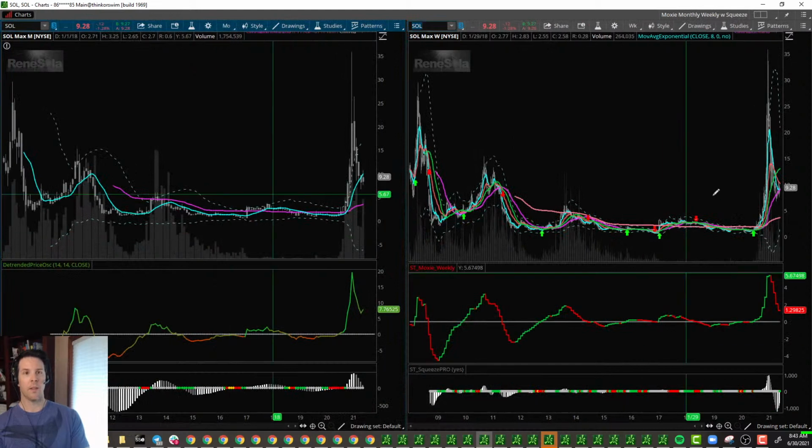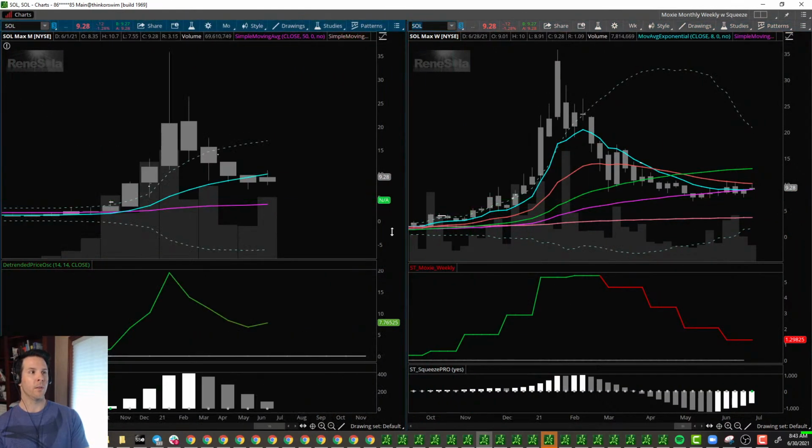And if you look at this on the monthly and the weekly, what's it doing? Same thing I've been talking about all these other things. Bouncing into the monthly 10 and doing a double bottom off of the weekly 50. So these are really great things.